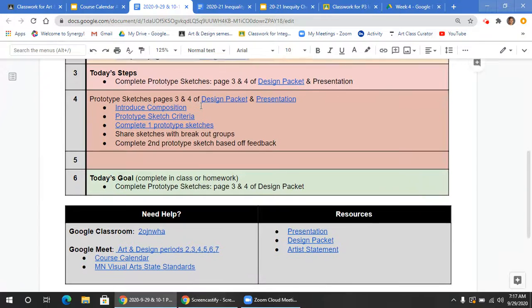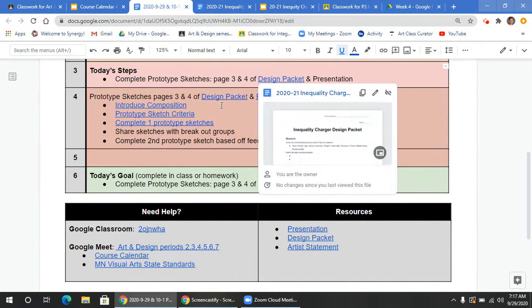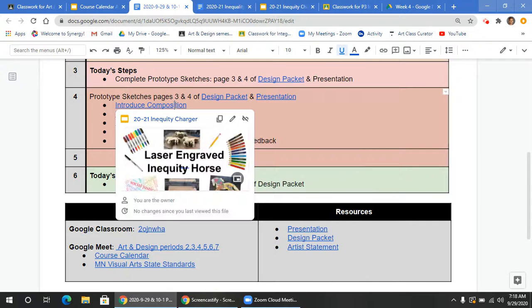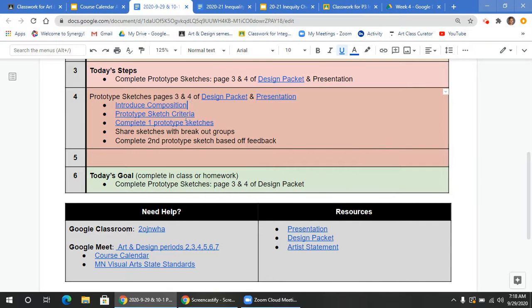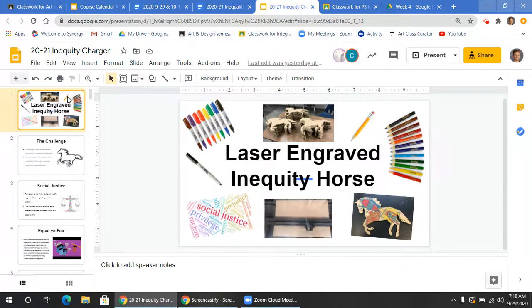So here's what we're doing today. Today we're going to be completing pages 3 and 4 of the design packet, and we're going to be introducing composition. We're going to be talking about the criteria for the prototype sketch, and we're going to be completing one of those prototype sketches. Once you've completed a prototype sketch, it's going to be your job to share your work with a breakout group, and then you're going to complete a second sketch based off of that feedback. So let's look a little bit into the presentation so we kind of know what we're talking about here.